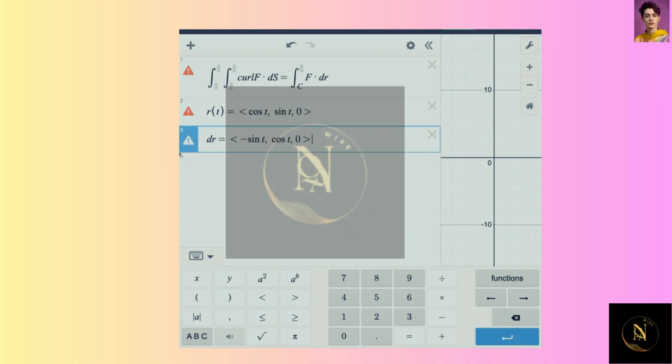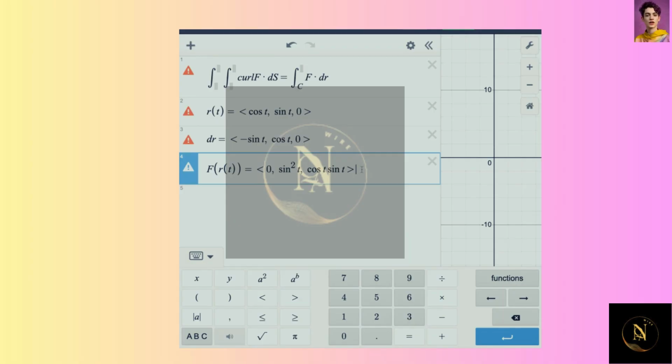Now with that in mind, we see that F of x, y, z is x squared sine z, y squared, xy. So if we want to parametrize that again, this is going to be F of r of t. This is going to be just plugging in cosine of t for x values, sine of t for y values, and 0 for z values. So what we'll end up getting is 0, sine squared t, cosine t sine t. That's our F of r of t.